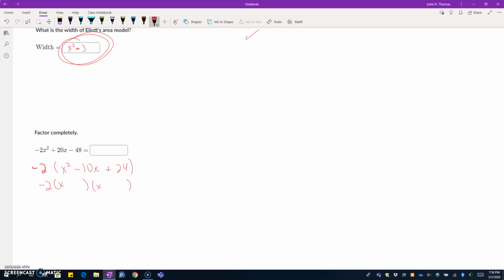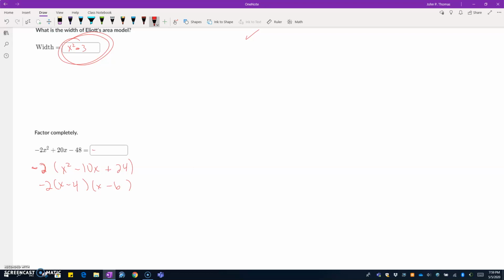Alright, so now I look inside and I say, okay, well I know it's x and x, because first times first gives me x squared. Then last times last needs to multiply to 24. Alright, so 2 and 12 multiply to 24, 3 and 8 do, 4 and 6 do, and those are really my options. So I notice this 4 and 6 add to 10. So if I make this a negative 4 and a negative 6, that gives me a negative 10. Alright, and they do have to be the same sign because 24 is positive.